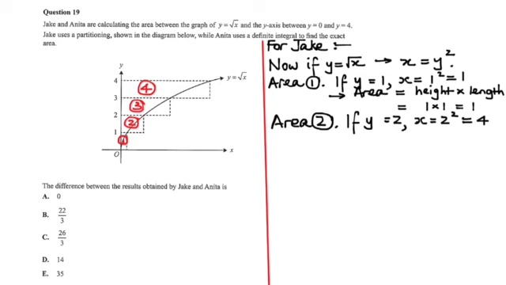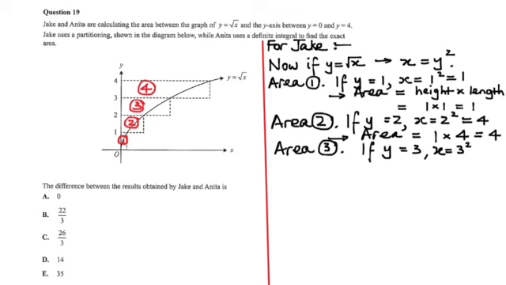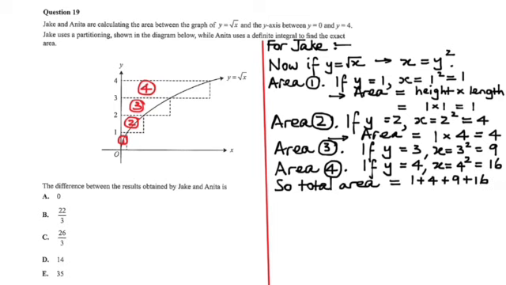Area 2, in that case y is 2, isn't it? Okay, area 2, here it is, y is 2. Therefore x would be 2 squared, which would be 4, and therefore the area would be 1 times 4, which is 4. Area 3, in that case y is 3, isn't it? Yeah, and therefore x is 3 squared, which is 9, therefore the area is going to be 9. And therefore for area 4, y is 4, x will be 4 squared, which is 16, therefore the area is 16. So adding up all of those individual areas 1, 2, 3 and 4, we get 1 plus 4 plus 9 plus 16, which gets us 30.